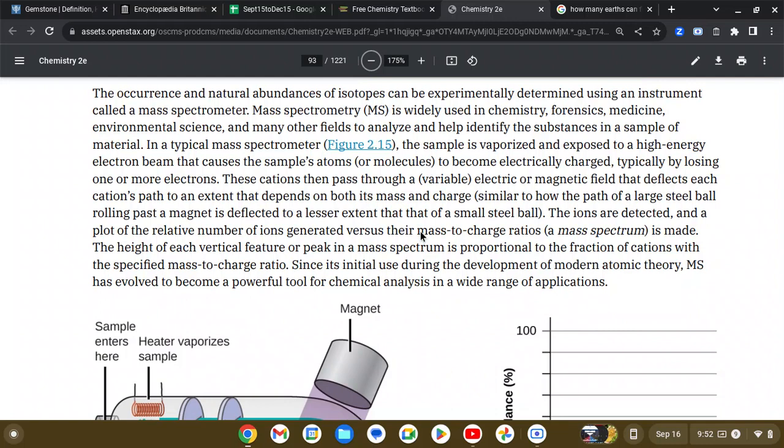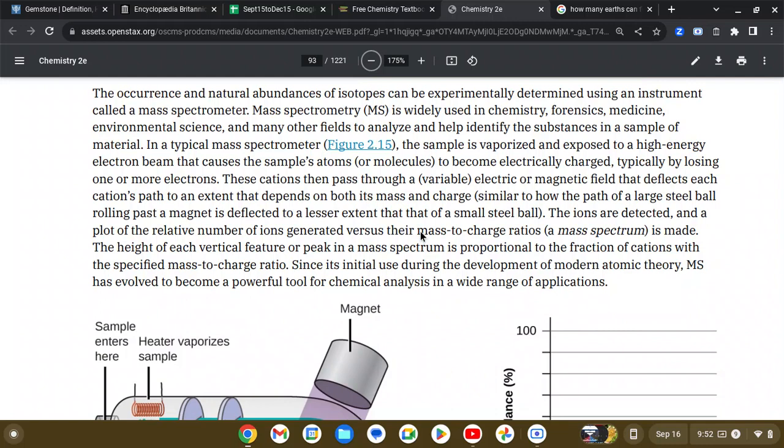Typically, by losing one or more electrons, these cations then pass through a variable electric or magnetic field that deflects each cation's path to an extent that depends on both its mass and charge. Similar to how the path of a large steel ball rolling past a magnet is deflected to a lesser extent than that of a small steel ball.